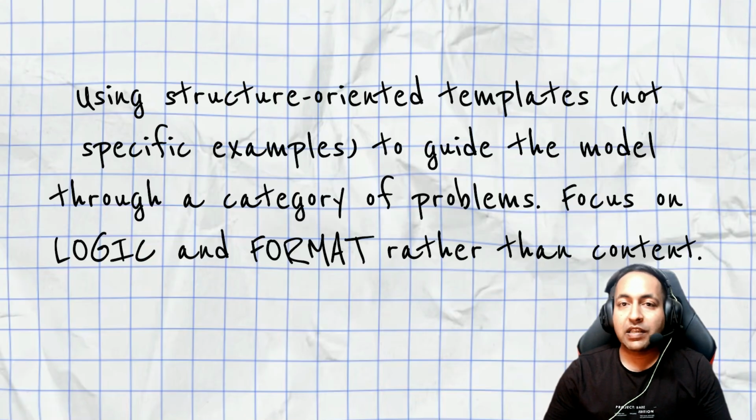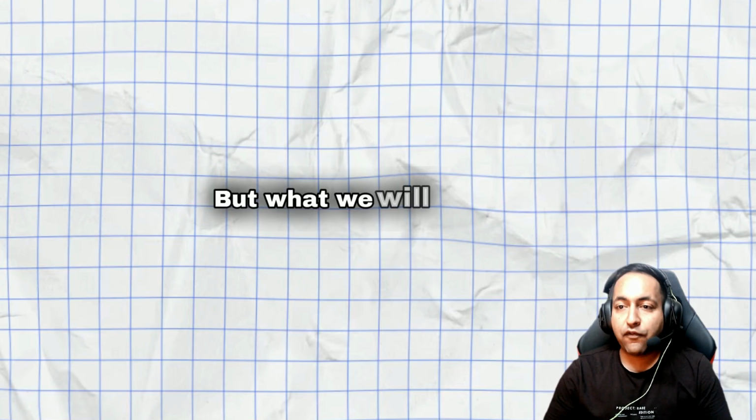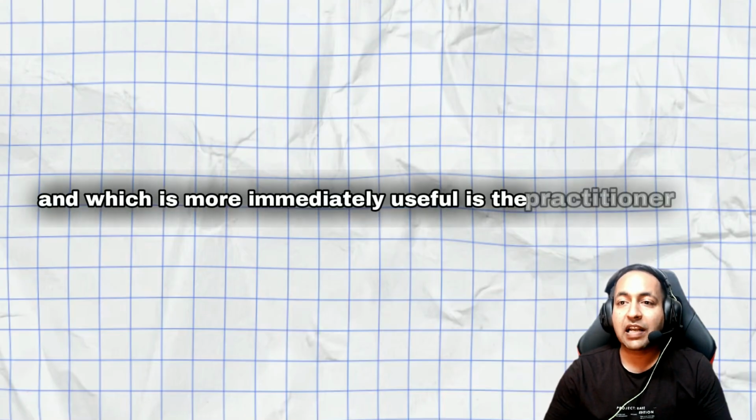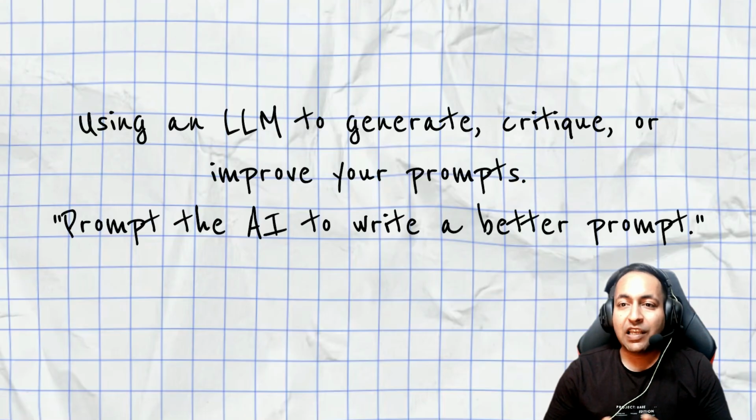The first, more academic meaning says using structure-oriented templates, not specific examples, to guide the model through a category of problems. Focus on logic and format rather than content. But what we will focus on, and which is more immediately useful, is the practitioner use. The meaning of meta prompting in this scenario is using an LLM to generate, critique, or improve your prompts. Prompt the AI to write a better prompt.